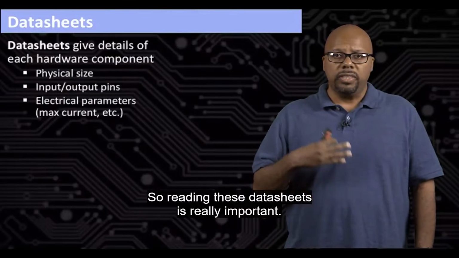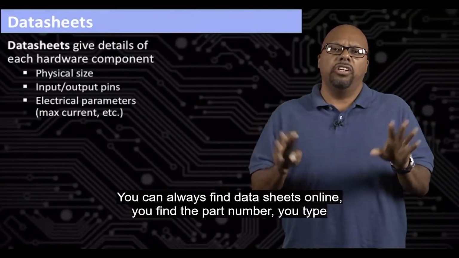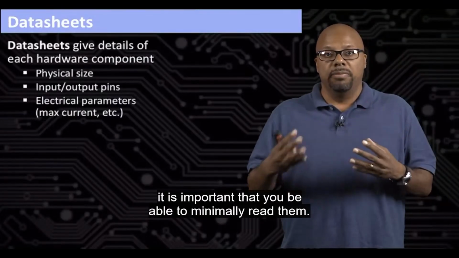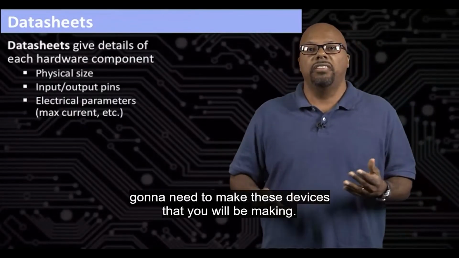So reading these data sheets is really important. You can always find data sheets online. You find the part number, you type it in Google, the part number, type data sheet, and you'll find data sheets. They can be very complicated to read, but it is important that you be able to minimally read them. Read at least enough to find the important information, just so you can order the parts you're going to need to make these devices that you will be making.